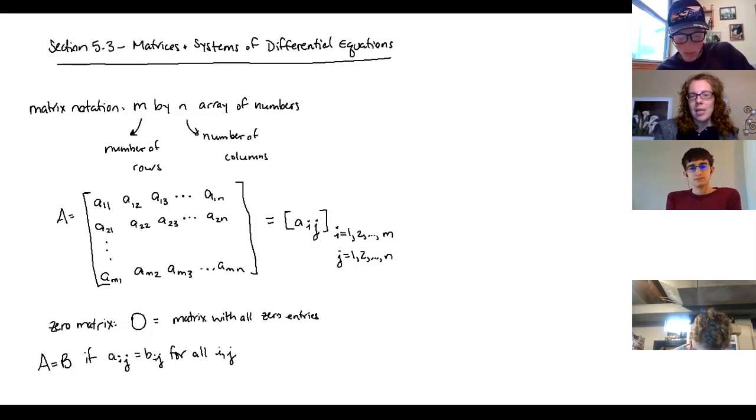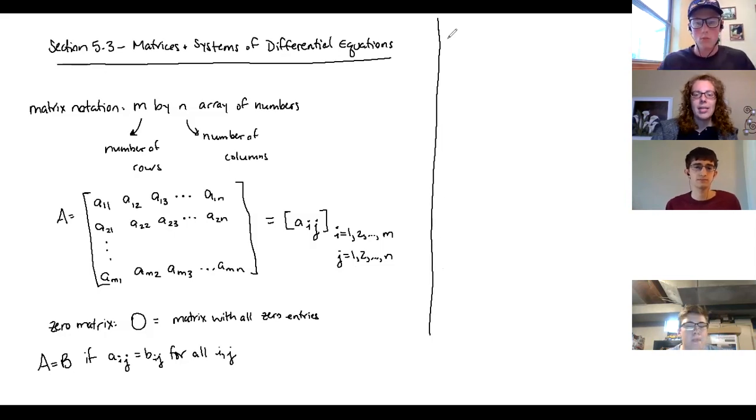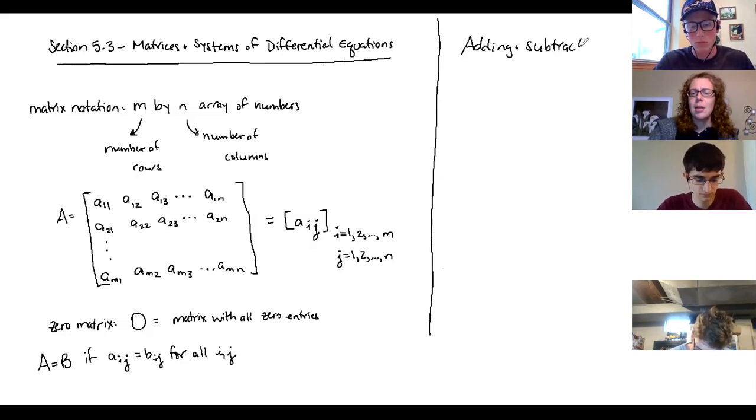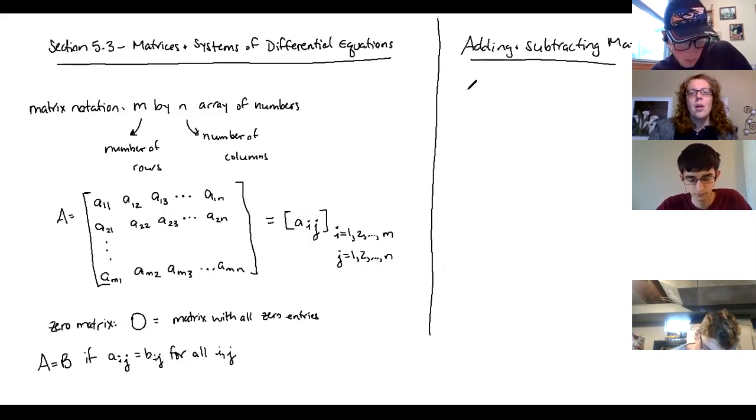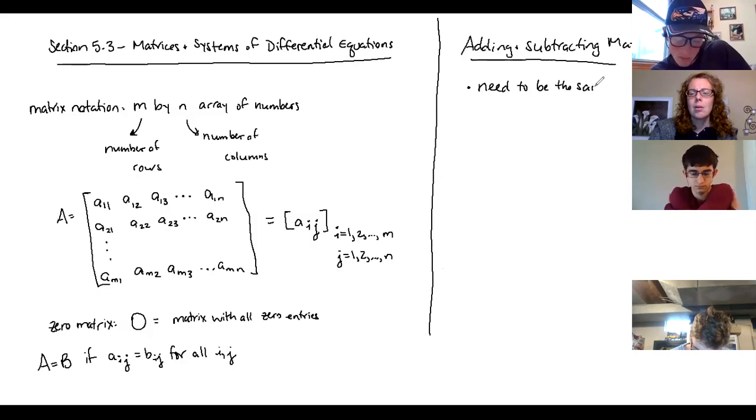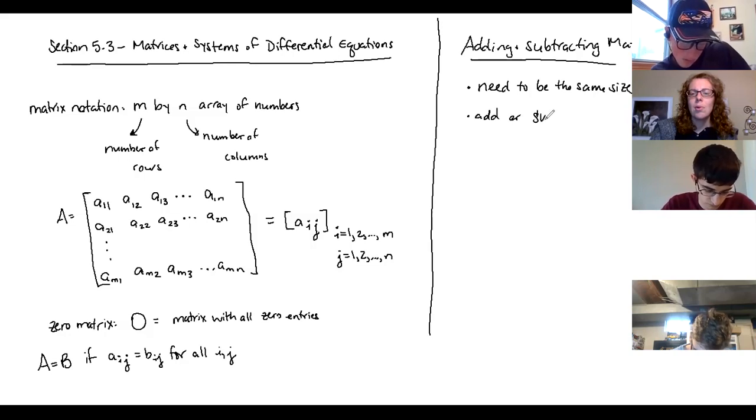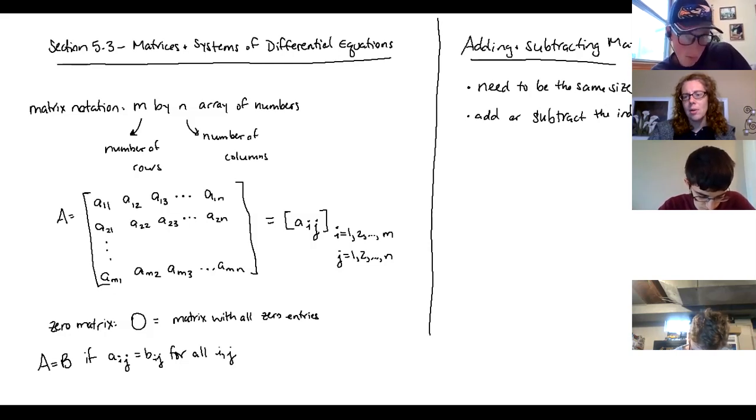Adding and subtracting matrices is super easy. We've already sort of done this, we just haven't talked about it. So adding and subtracting matrices is no big deal. The first requirement is they need to be the same size. And then you add or subtract the individual components. Remember, the components are the little numbers inside the matrix.